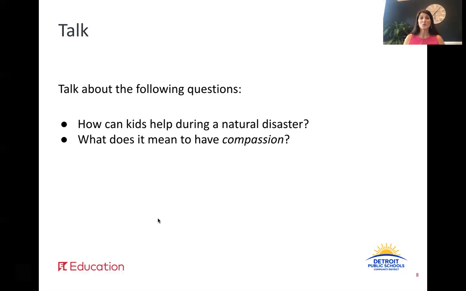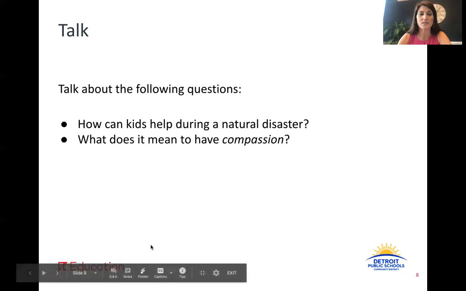All right, so you read the first two sections, you had a chance to think about those first two sections. Now I want us to talk about it. So think about these following things to discuss. How can kids help during a natural disaster? And what does it mean to have compassion? Go ahead and press pause, have a great discussion with someone nearby.